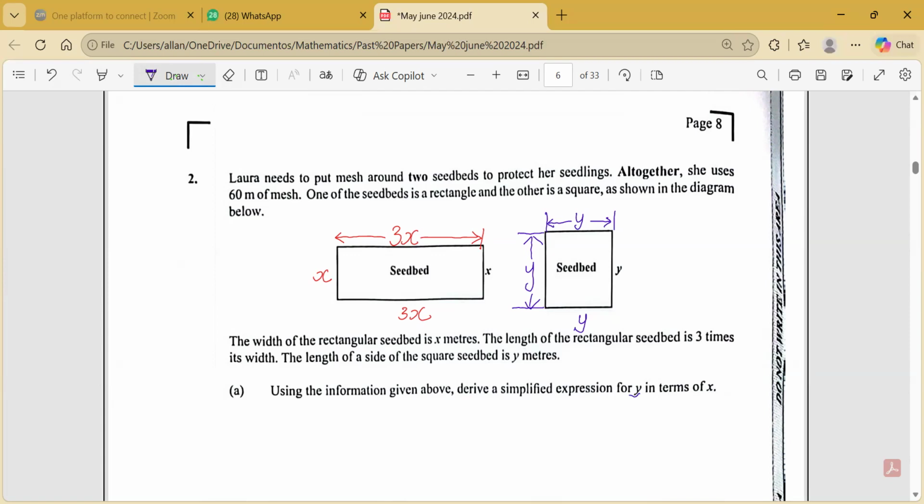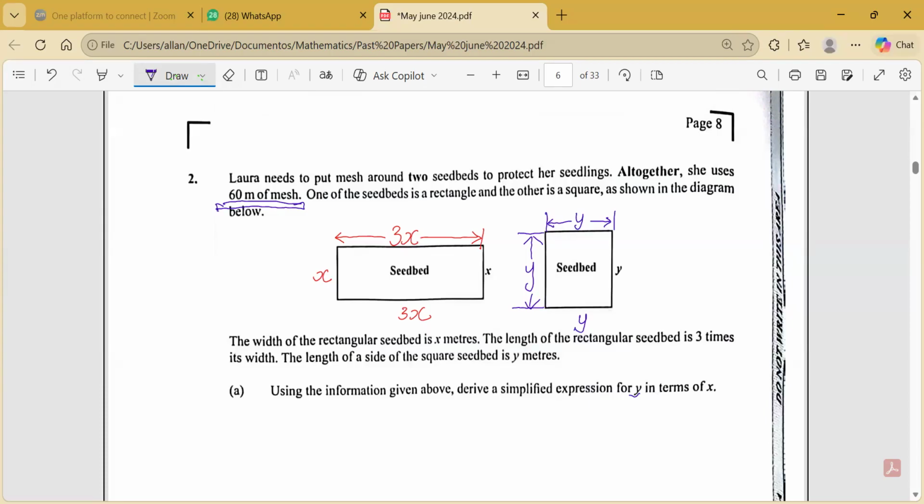So they said, anybody want to suggest what to do? Because they said she wants to make some kind of wire mesh. So everything, right or wrong, the distance right around the rectangle and the distance right around the square will give me what? All of that will be equal to what? 60. Very good, whoever said that. Very good. 60.